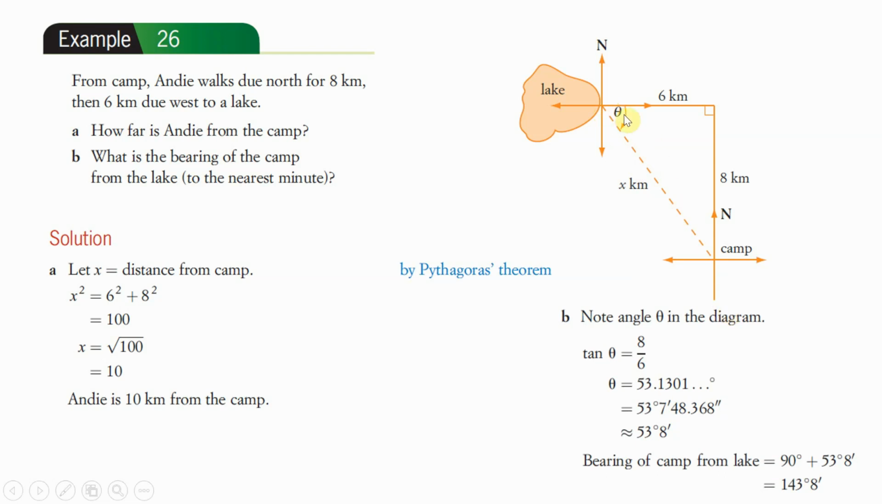Then we've got to find this angle here because it's asking for the bearing of the camp from the lake. This direction. And we need to know what that angle is to do it. Now here it's got tan. So why tan? Because we've got 8 kilometres there and 6 kilometres there. So we can use opposite over adjacent. And when we do that, let's get our calculator.